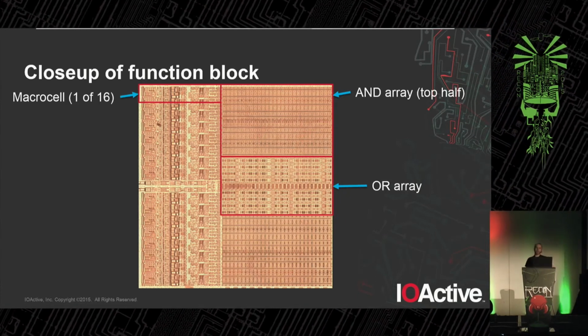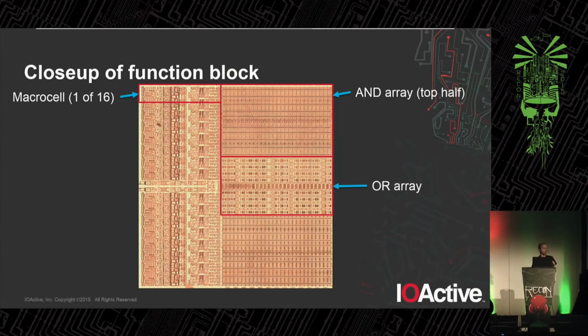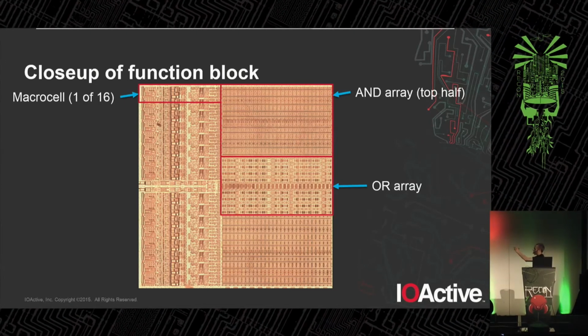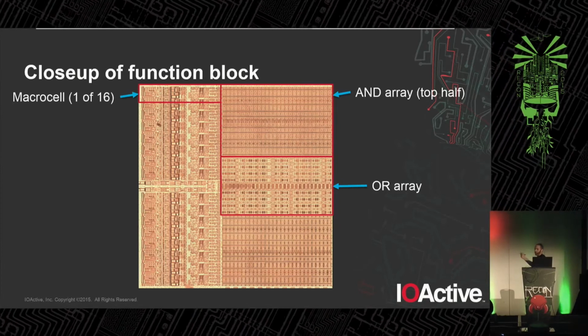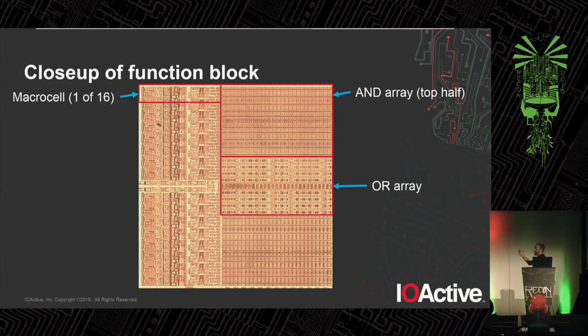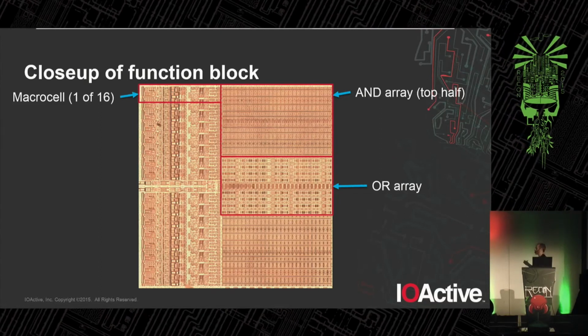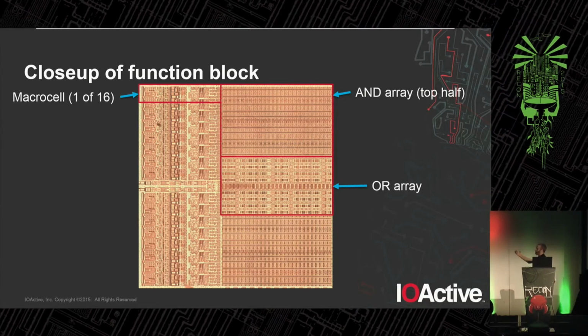As it turns out, the AND array is not actually one solid block. The AND array is split in half. They've got 20 signals here, 20 signals here. Collectively, that forms 40. Then they AND the outputs of those two individual blocks together. That gives you our product terms, and then that goes into the OR array here and then out the macrocells.